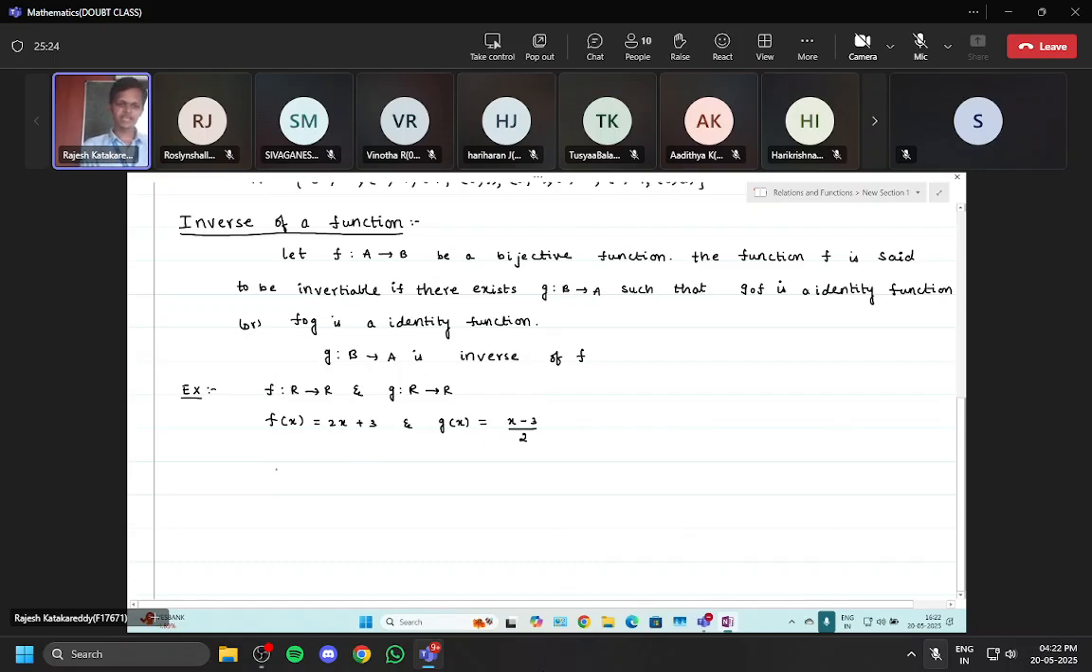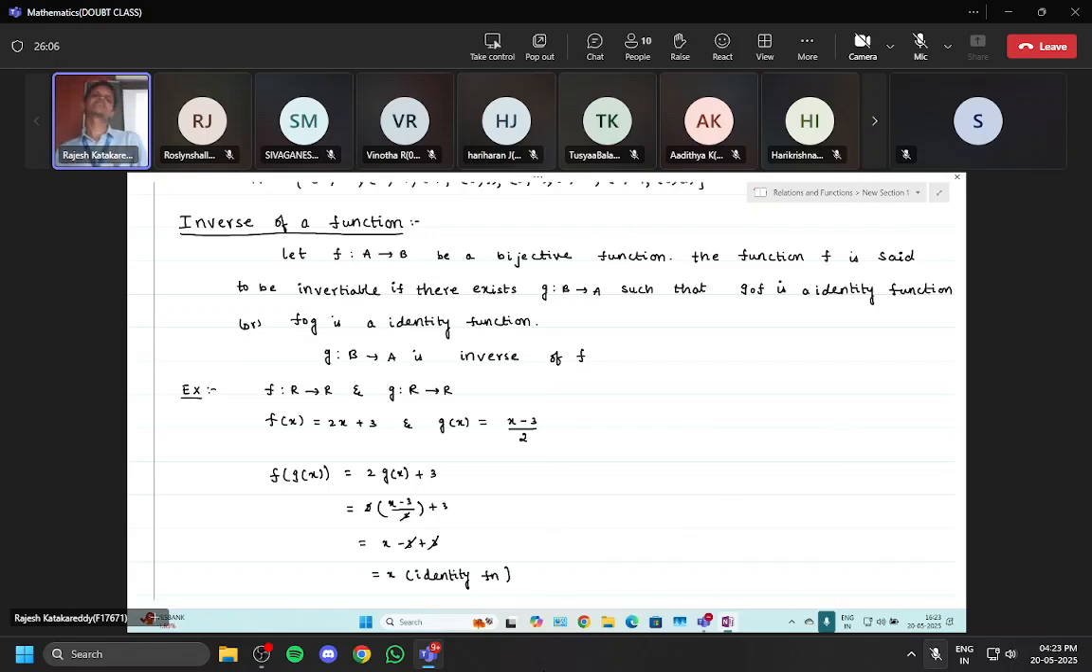Now if you are doing f composition g, that is f of g of x, it will be equal to 2 times g of x plus 3. We are replacing x with g of x in f of x. This is 2 times x minus 3 by 2, plus 3. Now we can cancel 2 and 2 here. We have x minus 3 and then plus 3. This is also gone. Equals x, which is the identity function. When you are doing composition between two bijective functions and getting identity, then the functions are inverse to each other, right?